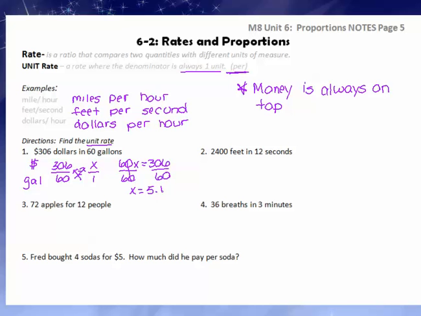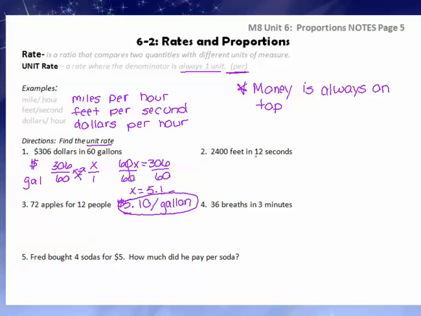So if we change 5.1 into money, we get $5.10. Remember, we need 2 places after the decimal for money. And it's going to be per gallon. Per whatever the 1 was at. So $5.10 per gallon. And that's going to be my answer for that one.